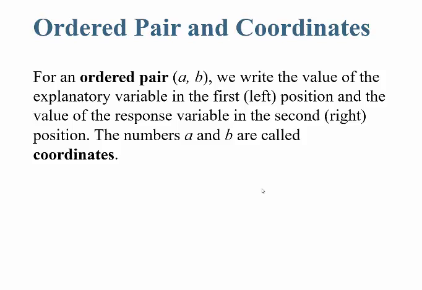So for an ordered pair, parentheses A comma B, we write the value of the explanatory variable first, so in the left position, and then the value of the response variable in the second position, the right. These numbers A and B are what are called the coordinates of the point.